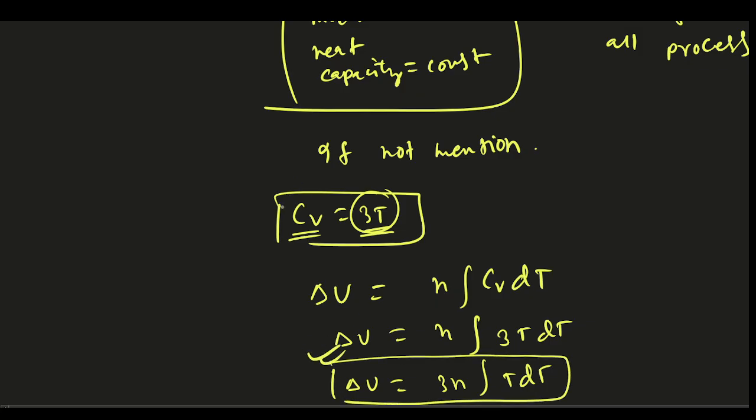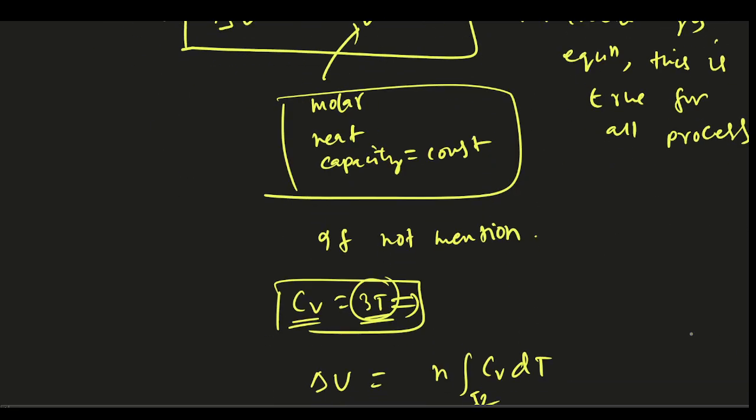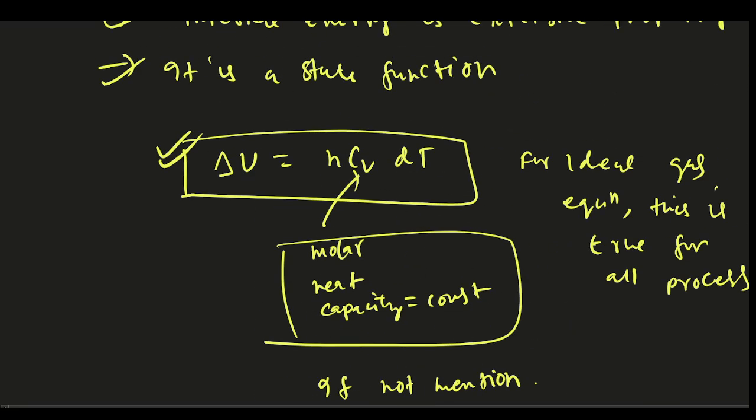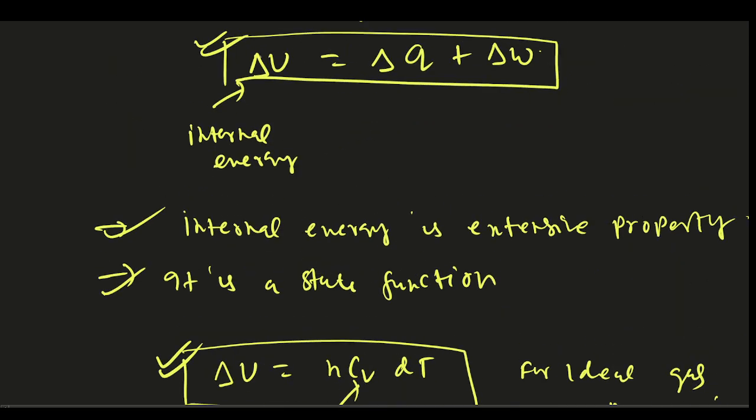If from their side they mention that Cv equals 3T, at that time you will not take Cv as constant, because they already say that Cv depends on temperature. So you can put this in and do the calculations and integrations and you will get the value of delta U. But if it does not mention anything, then always take Cv as constant. If it mentions, then take it as they mention. So these are the formulas for delta U. If not given, then you can calculate either this or this.